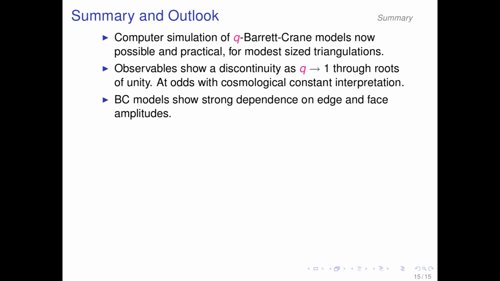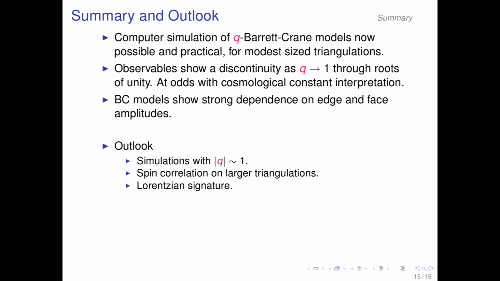So we've tried different models, and we've shown that the behavior for the observables in them can be quite different. So again, this reinforces what has been shown before, that the variations of the Barrett-Crane model depend very strongly on what choices you pick for the edge and face amplitudes, and not just the tangent symbol for the vertex amplitudes. And so here are some possible directions for future work.